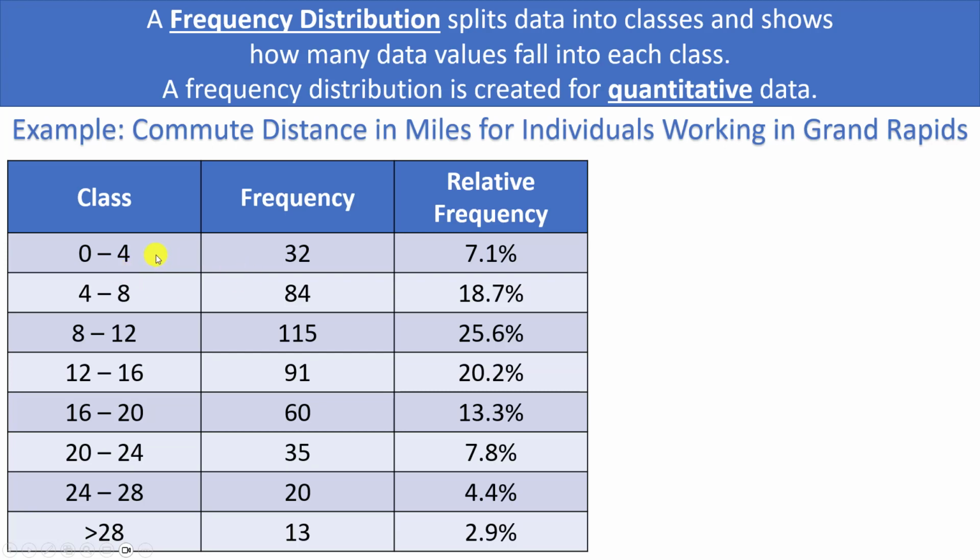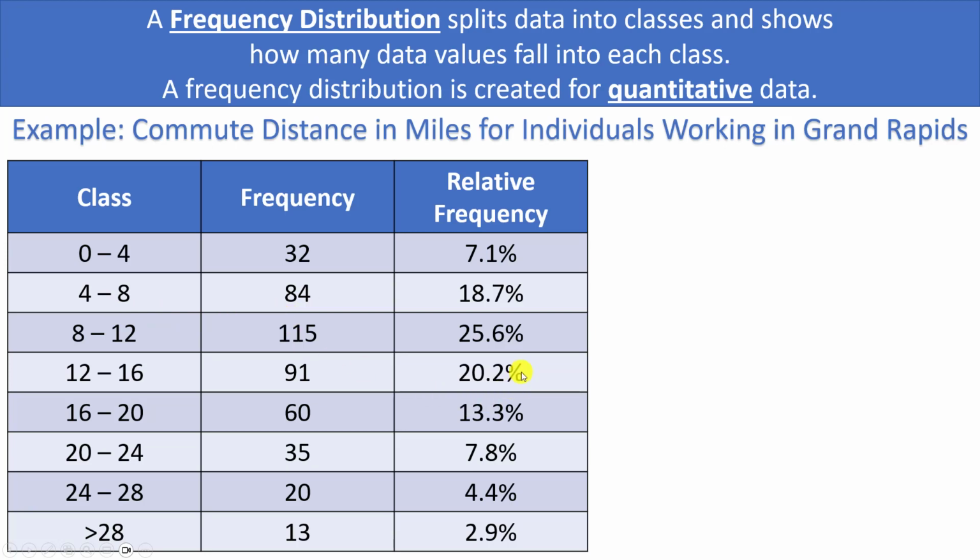So really what this is saying is we've grouped our variable into from 0 to 4, 4 to 8, 8 to 12, 12 to 16, etc., for the number of miles that someone is traveling to get to their job in Grand Rapids. And then we're counting how many observations we have in each of those ranges. So this would say that we have 32 individuals who are traveling from 0 to 4 miles to get to their job, or we have 84 individuals who are traveling 4 to 8 miles, etc.